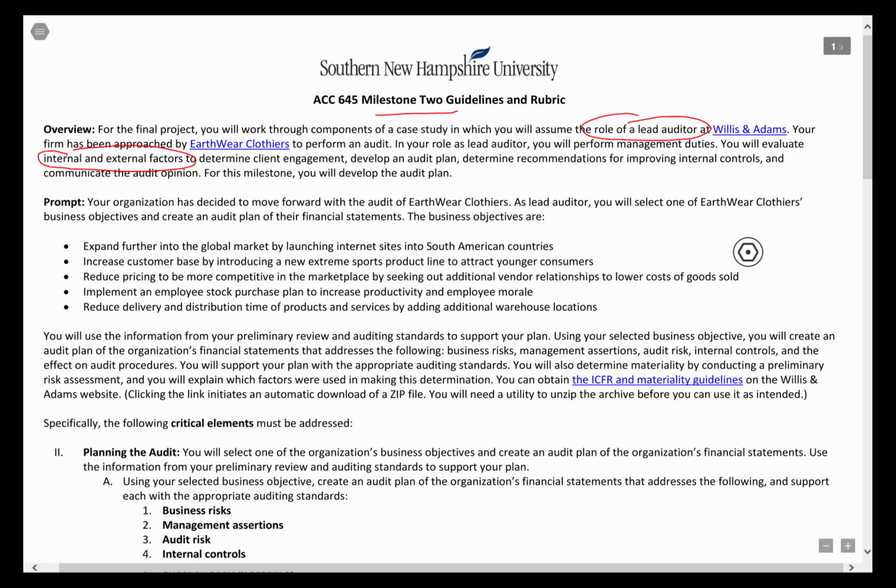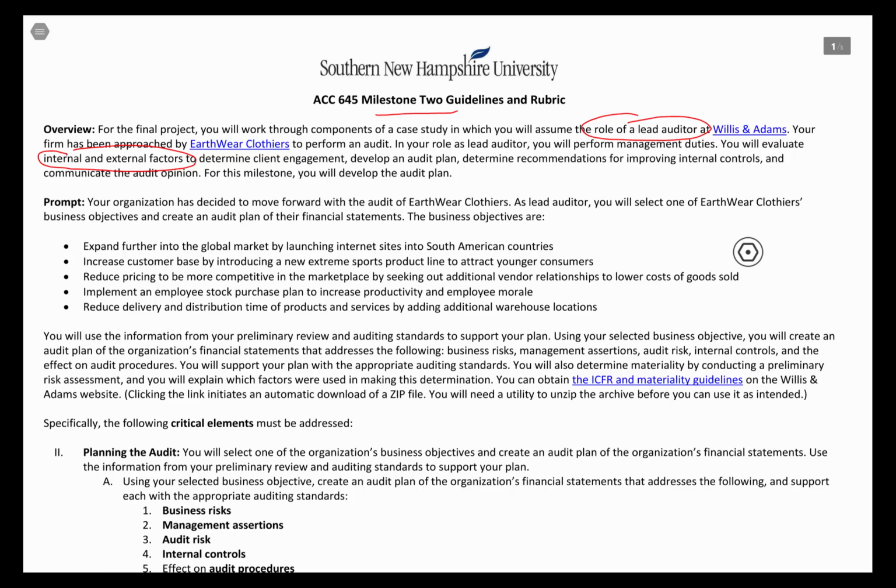And keep in mind external factors, because students several times forget to include that. We're constantly looking within the organization, but we're not looking at outside factors such as maybe regulation, competitors, and just the environment within the industry. So that's important as well.